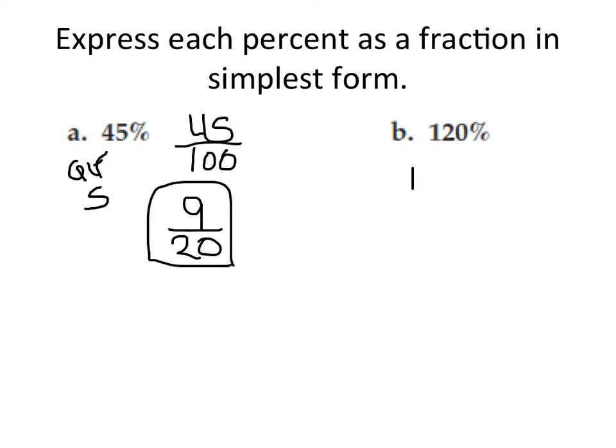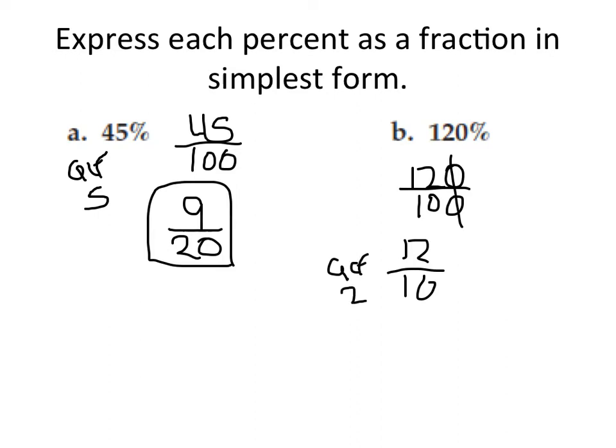We're going to do the same to B. I'm going to put it over 100. Do some tricks here. We can cancel out the zeros. We get 12 over 10. The GCF is 2. We get 6 over 5, or 1 1/5.